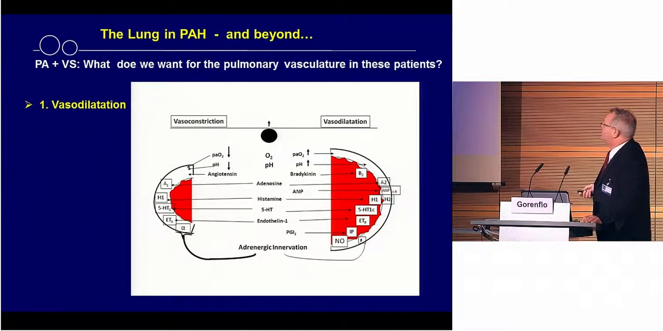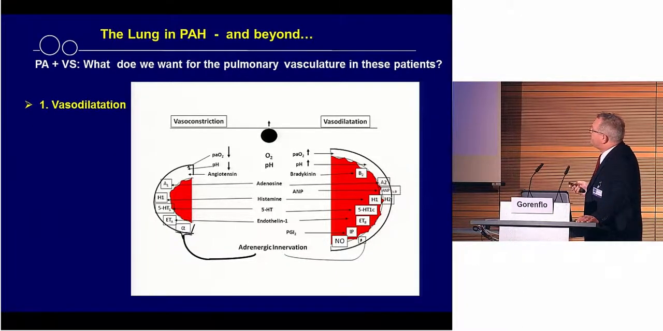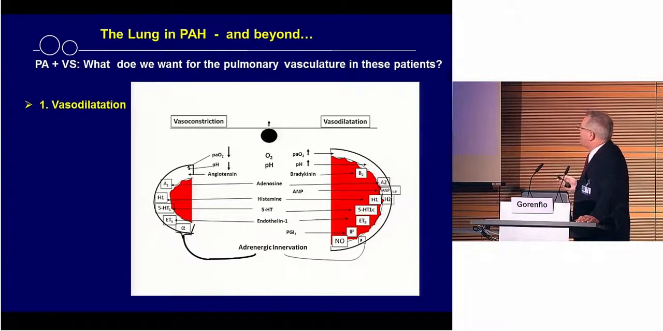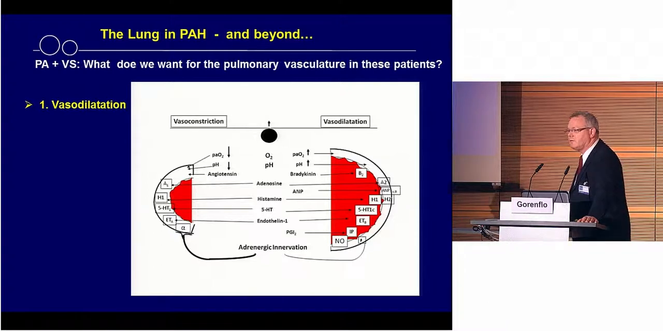And what do we want in pulmonary atresia with VSD in terms of medical therapy? Yes, we want vasodilation, and of course we have oxygen, high PA, bradykinin, atrial natriuretic peptide, prostacyclin, nitric oxide, and then we have adrenergic innervation that keeps the vessel small, and so forth. But what do we want? We want this here. We want big vessels, as Mark said. We want vessels that are dilated, that lower the pulmonary artery pressure, that lower the right ventricular pressure.